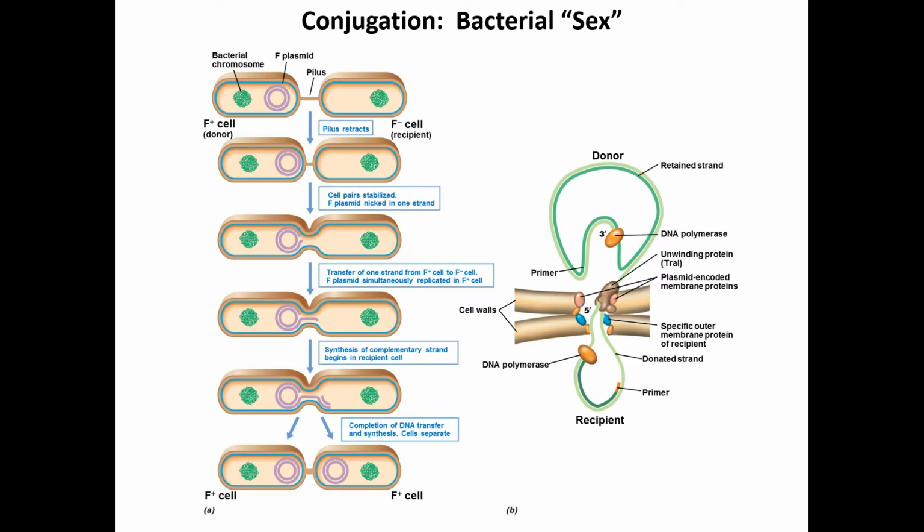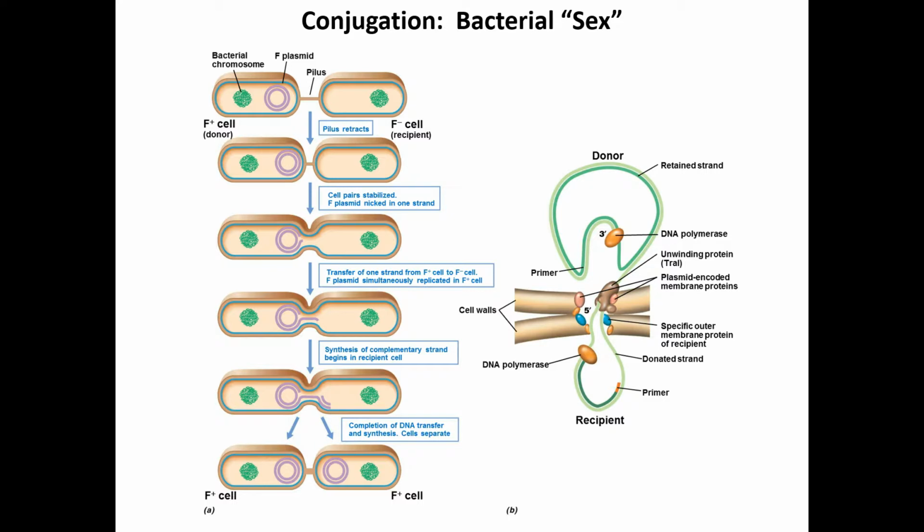All right, so this gives you a little bit more detail. You have your donor cell, your F+ cell, the F plasmid. You have your pilus interacting with the F- cell. You have the movement of your F- cell towards your F+ cell.